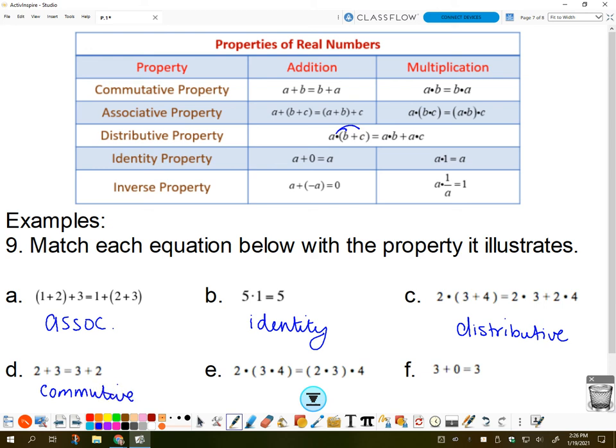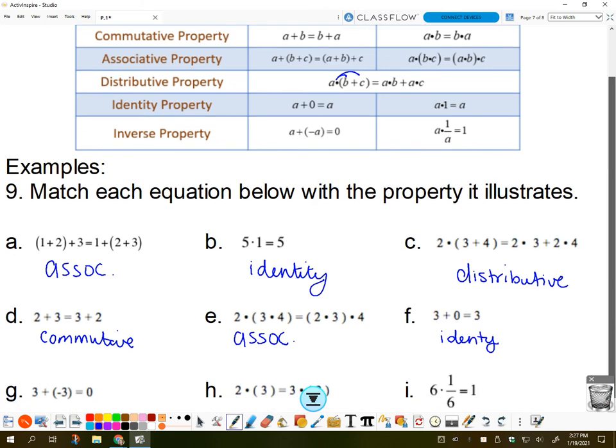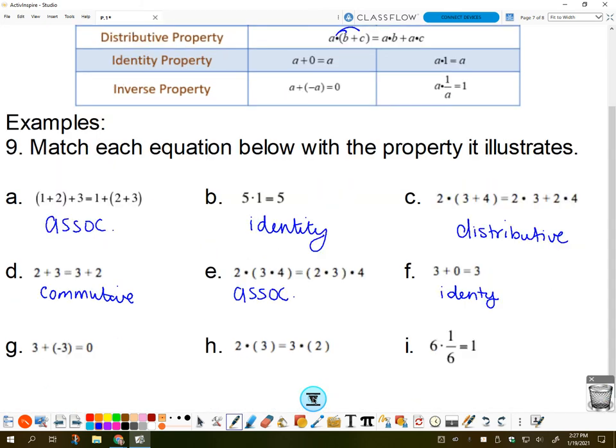Alright, for the next one, again, the numbers are in the same order. We just moved where the parentheses went, so that's associative. You reassociated them. And then F, we are adding 0 and getting the same thing back. So that would be considered an identity. All right, so these last 3. Here we're adding the opposites and getting 0. That's the inverse. You're doing the inverse operation, basically.